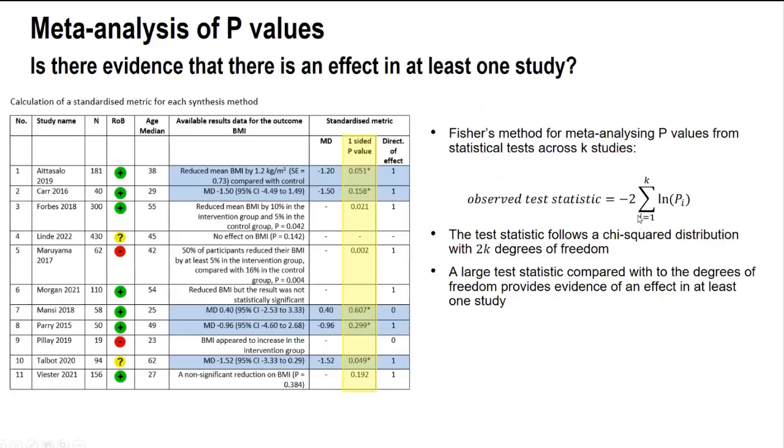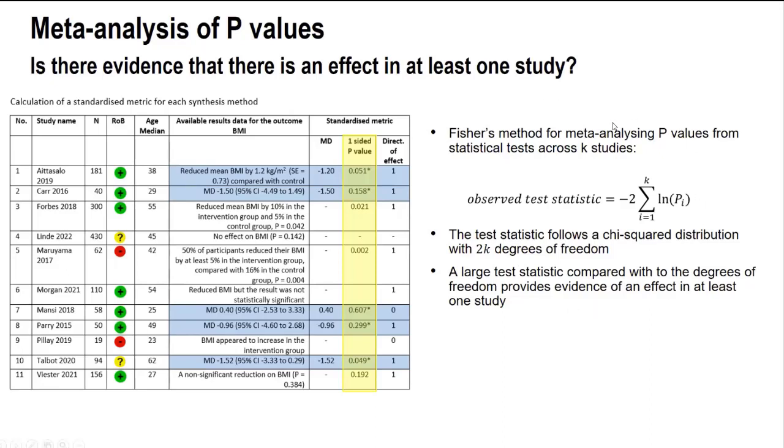So that's our first synthesis method, but it's only including a fraction of the data. So we might consider from our protocol that we're going to actually meta-analyze the p-values. Now, what question does that answer? Well, it answers a different question to a meta-analysis. A meta-analysis gives us an estimate of an average effect and our certainty around that effect. What a meta-analysis of p-values answers is the question of, is there any evidence that there's an effect in at least one study? Quite a simple question it's answering.